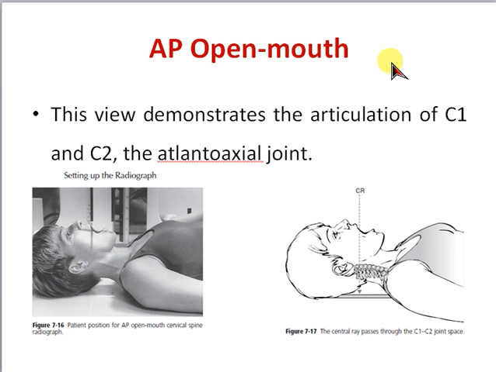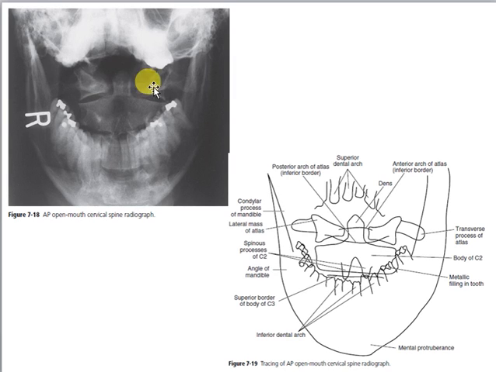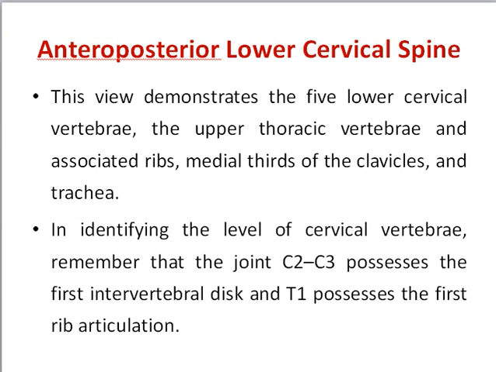Now this is the AP open mouth, because the mouth is open because you want to look for the dens process, and it is on C2 and just posterior to C1. In this radiograph, you can clearly see the odontoid process or the dens of C2 and then C1. The rest of the details are not of much concern to us.